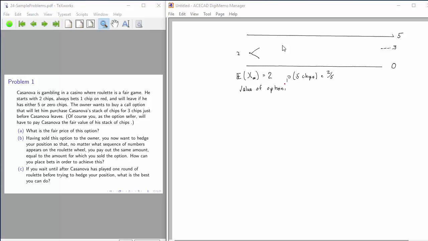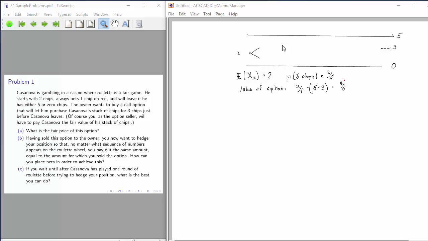And the value of the option is the probability that it's worth exercising, which is 2/5, times the value of the option in that case. Since it lets you buy Casanova's stack of 5 chips for only 3 chips, it gains you 2 chips, and therefore the value of this option is 4/5.